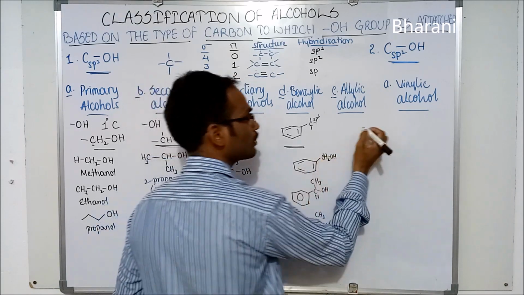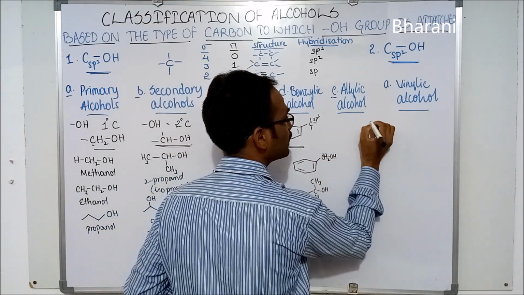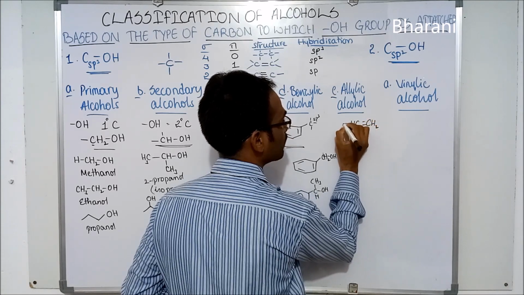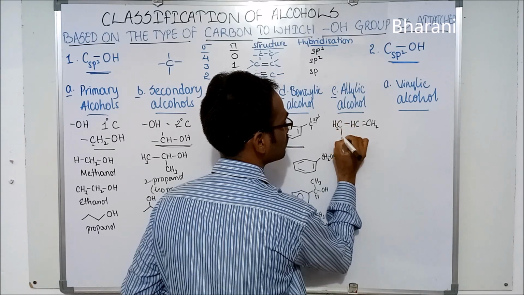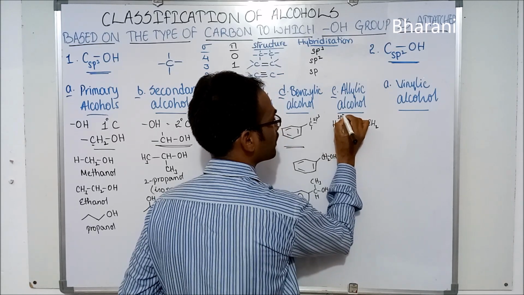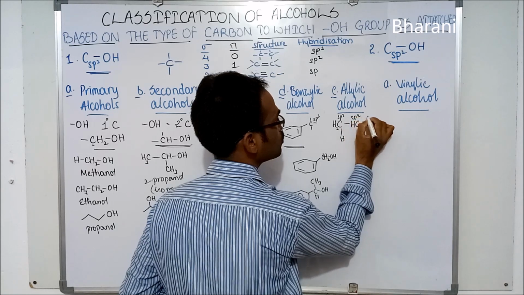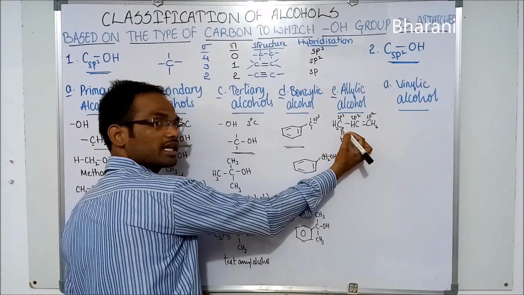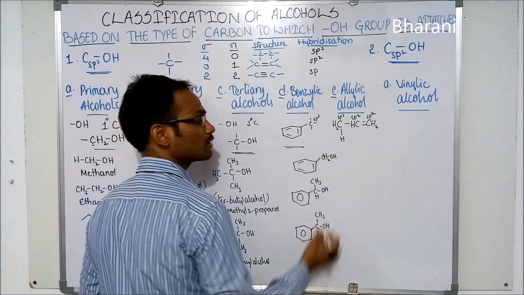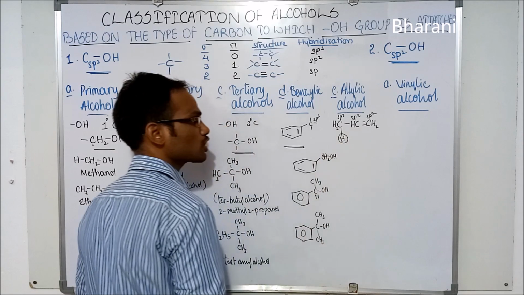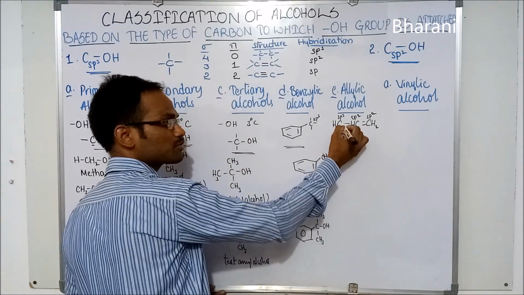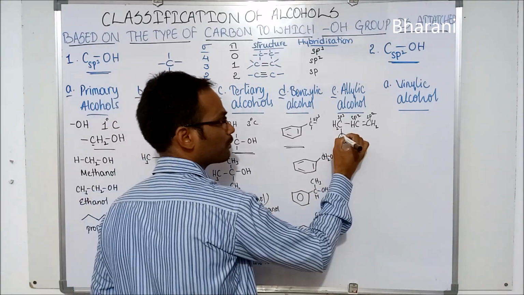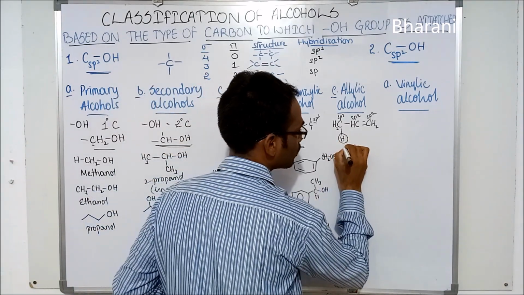Next one, allylic alcohol. First know what an allylic carbon is. Allylic carbon means an sp3 hybridized carbon which is attached to an sp2 carbon atom, that is, a carbon-carbon double bond. This sp3 hybridized carbon is known as the allylic carbon. Any substitution at this allylic carbon position is said to be an allylic substituted derivative. Now I am replacing hydrogen with a hydroxyl group.